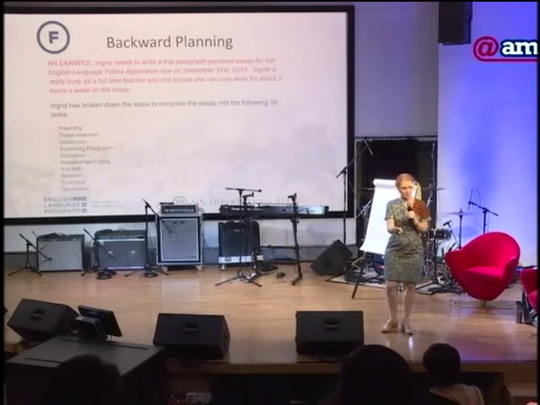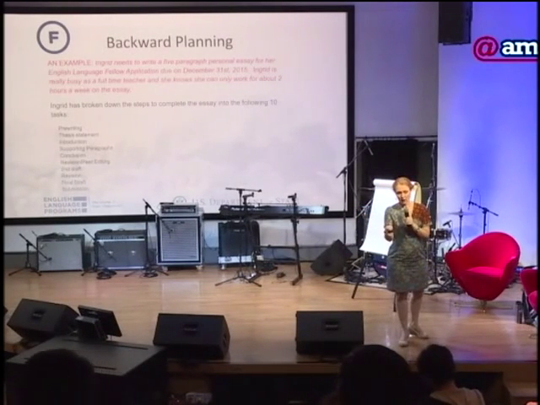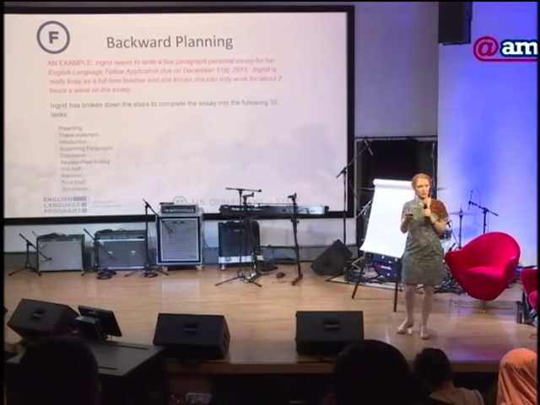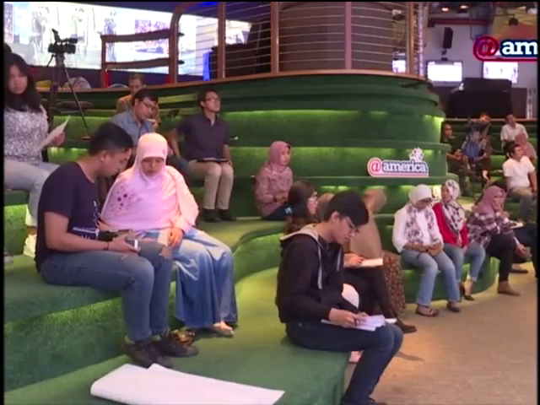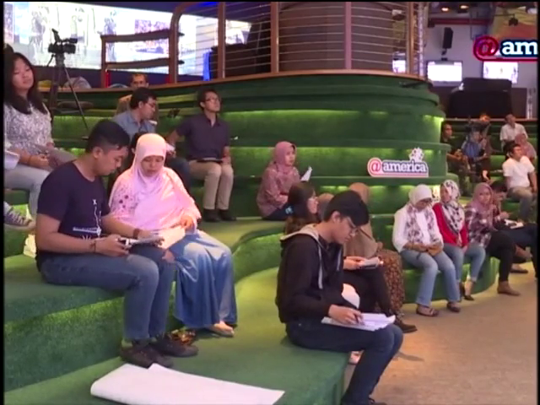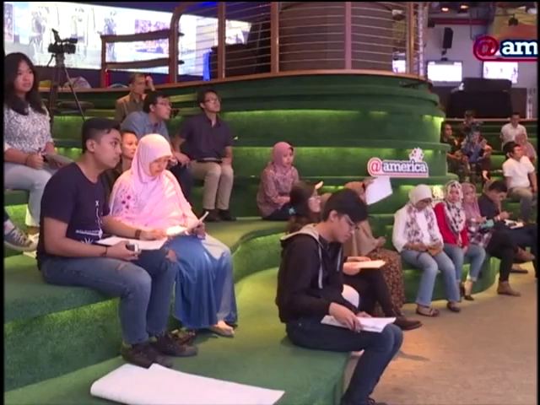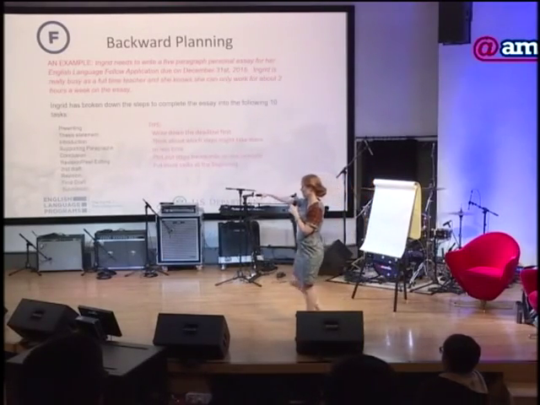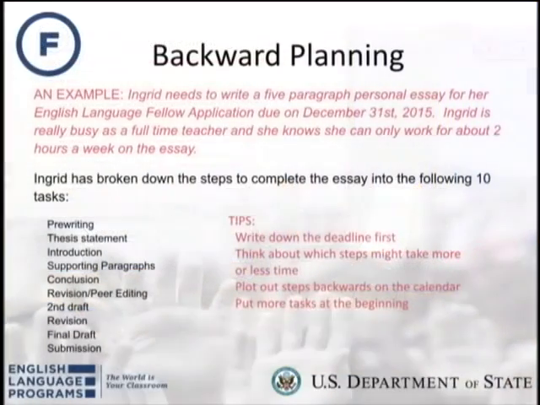So you have some printouts here with a backwards plan and a calendar. I want you to join a couple people around you and write down the deadline first. Think about the steps that it needs to take. Here I'm providing you the steps of things that we need to do: pre-writing, thesis statement, introduction, supporting paragraphs, conclusion, revisions, a second draft, revision, a final draft, and submission. These are the steps that I think I need in order to complete the application.